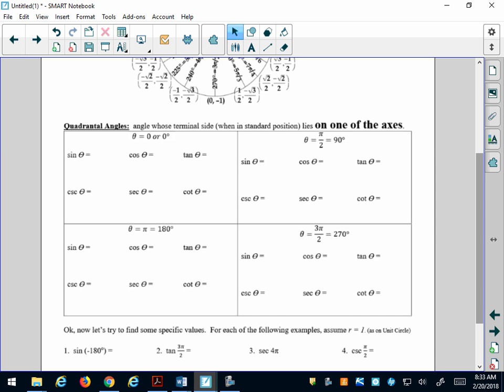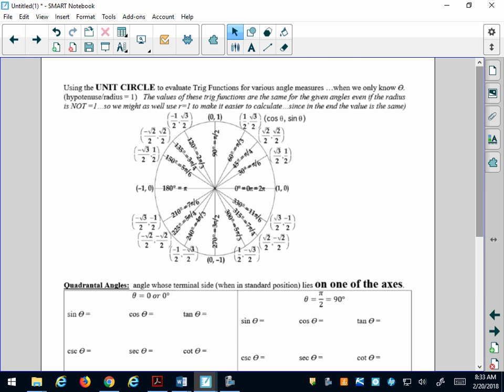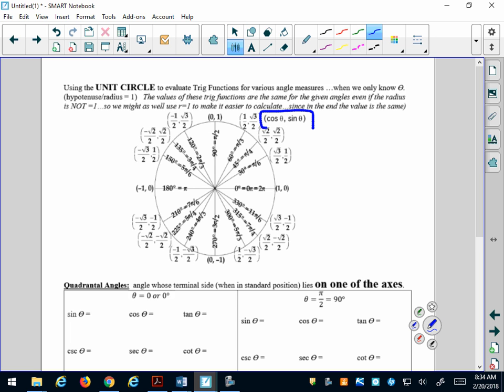So doing the quadrantal angles, if you have the unit circle in your brain, you're just thinking about the x and y of those 90-degree spots, right? 90, 180, 270, and 360. Now, I want you to notice this. You might want to highlight that, because you might not have thought of this before, but it's the way you should think about it.